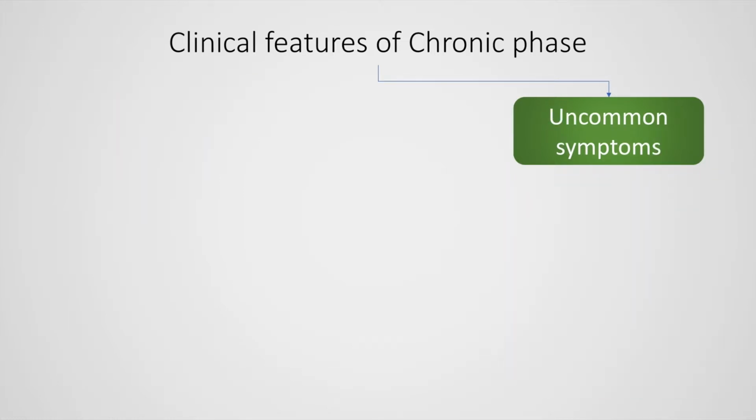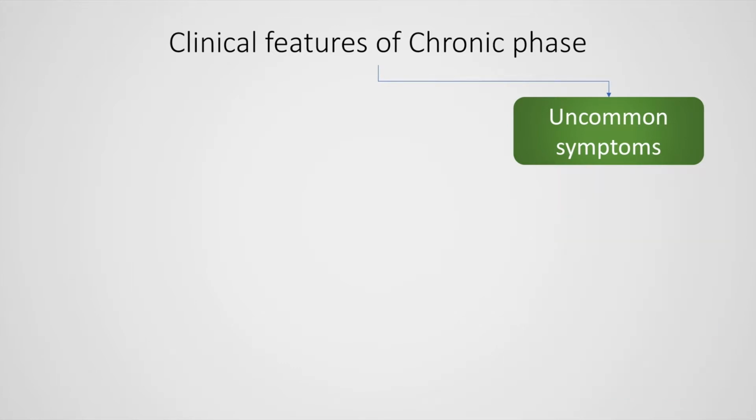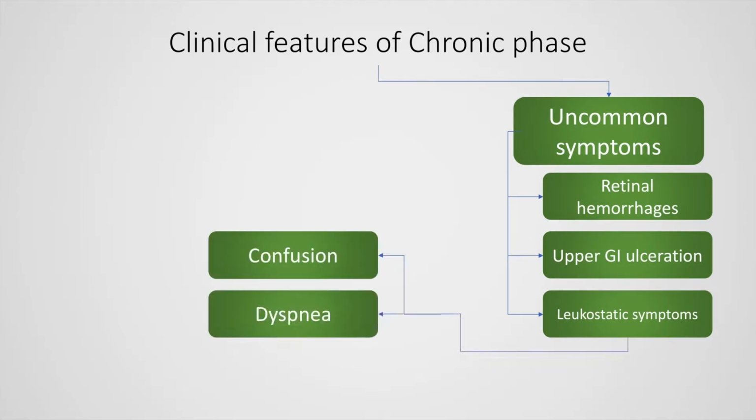Uncommon symptoms of chronic phase include bleeding, thrombosis, gouty arthritis due to hyperuricemia, and priapism. Other uncommon symptoms include retinal hemorrhages, upper GI ulceration, and leukostatic symptoms such as confusion, dyspnea, and drowsiness may also be present.